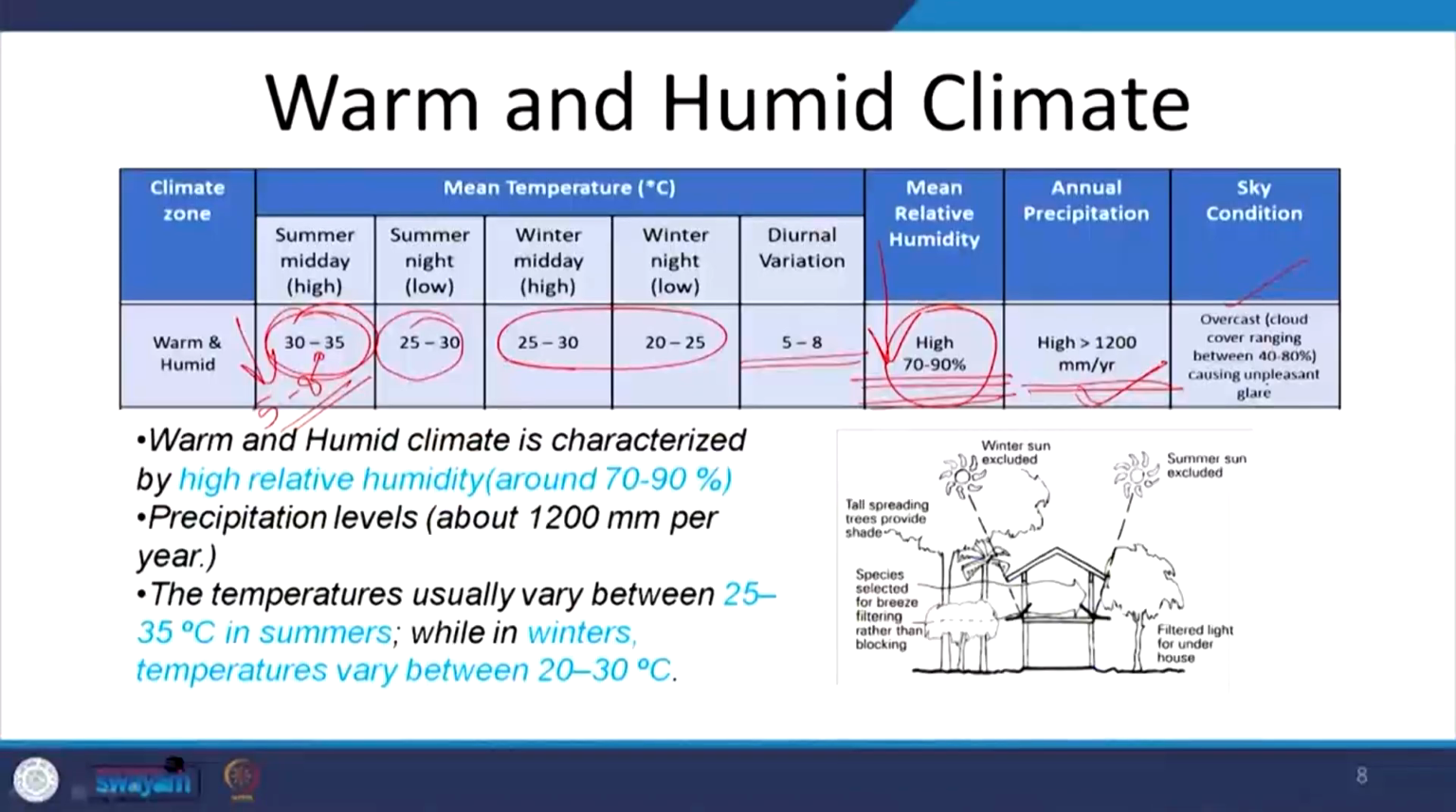We would see how we can do that, and if we are looking at the sky conditions, we would still want to shade because the temperatures are a little high, and this unpleasant glare is often very tough to handle. So, the objective would be to cut down on the direct solar radiation.